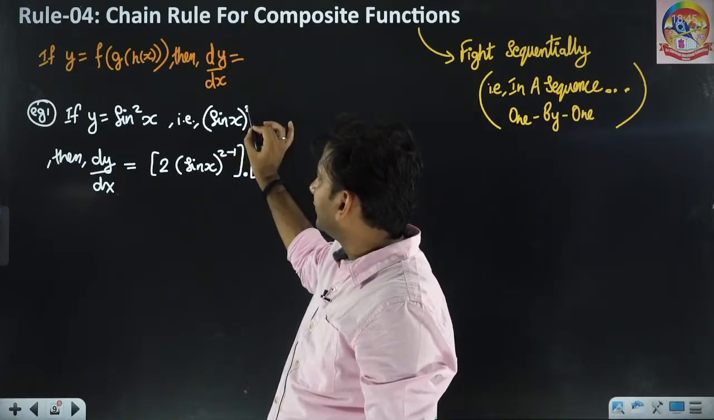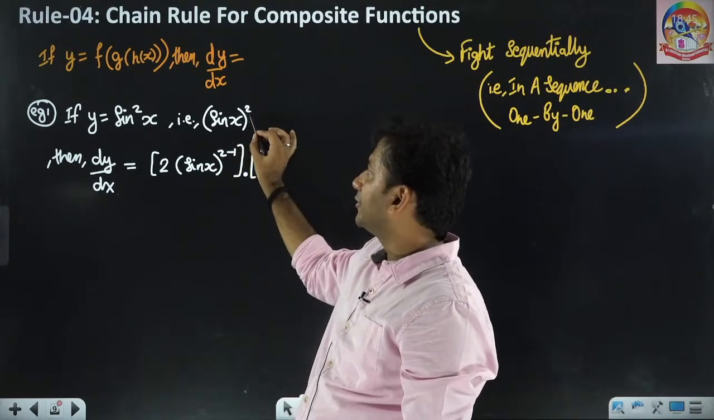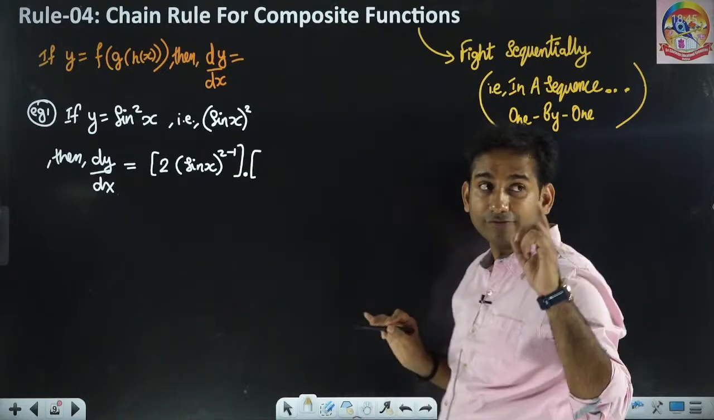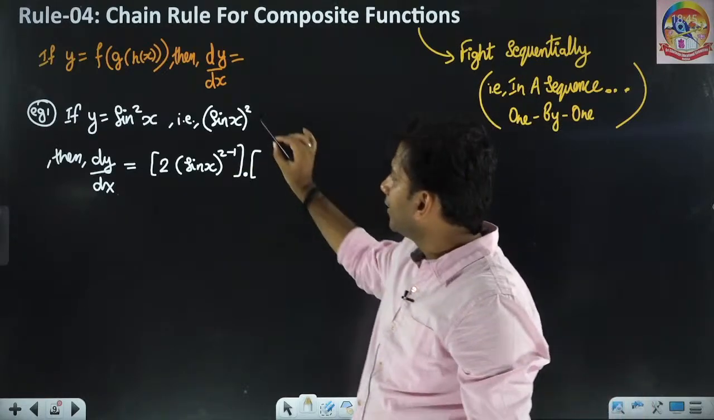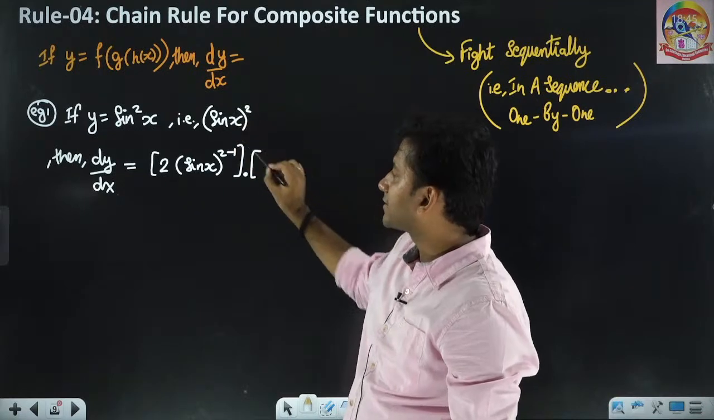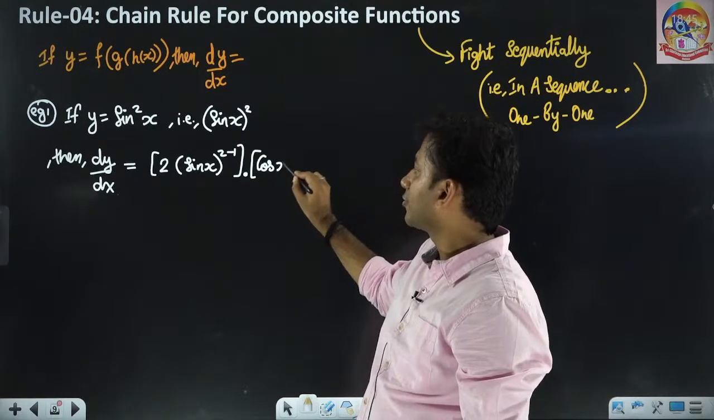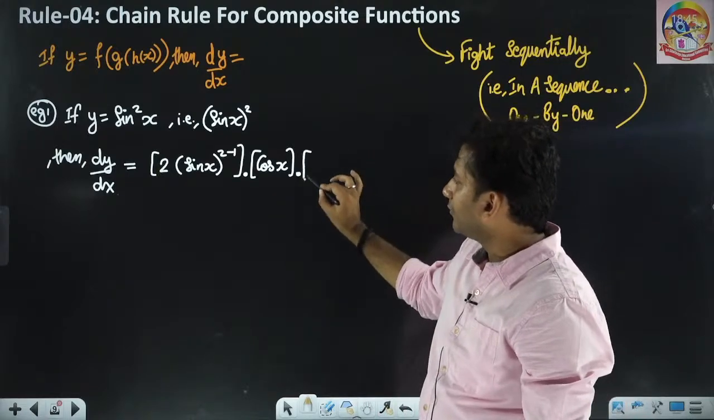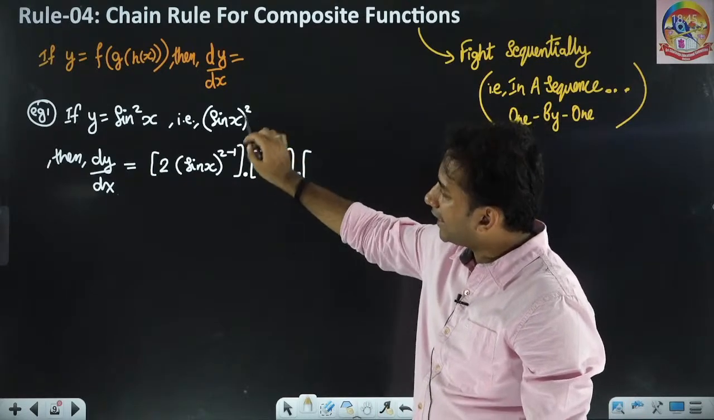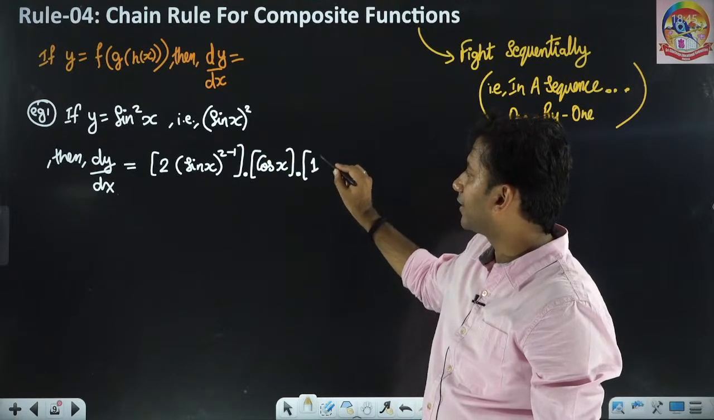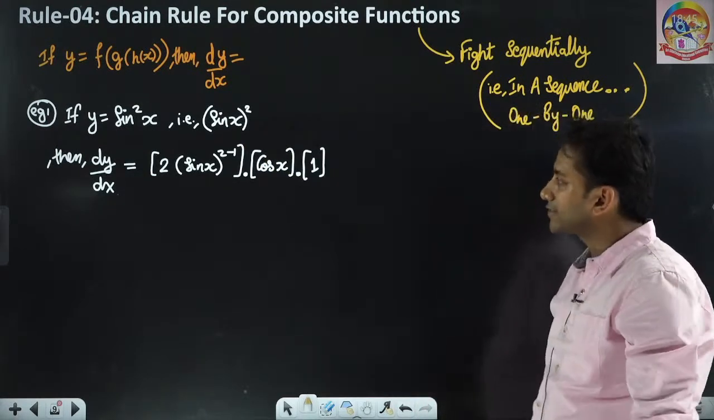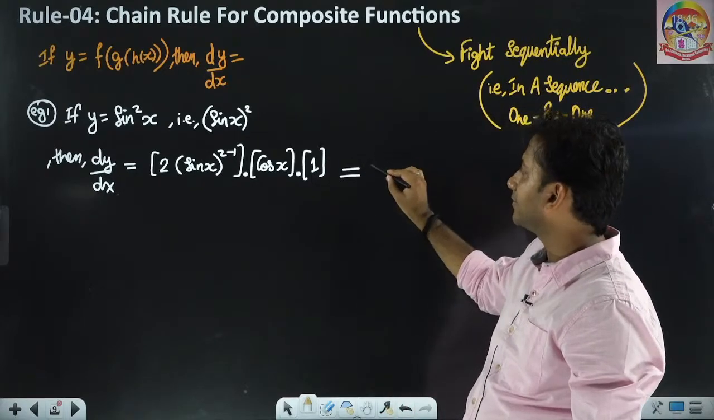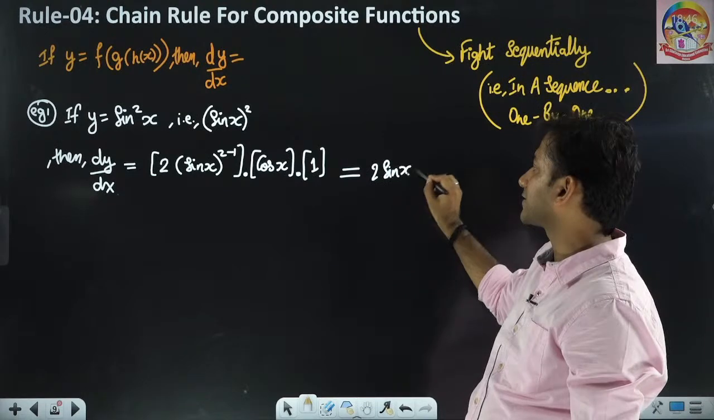So how do you take the derivative of the outermost function? Power will be multiplied and the actual power will be reduced. This is very much important. Then the inner function is sin x. Sin x derivative is cos x. And if you go inside it, then x: the derivative of x with respect to x is 1. Now this is your final answer, which can be written as 2 sin x cos x.